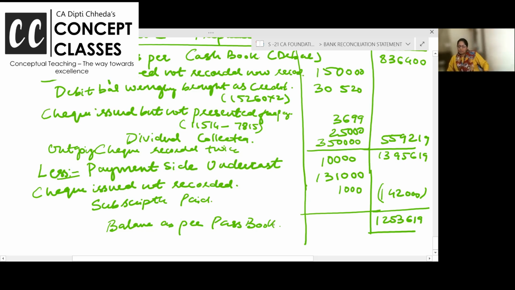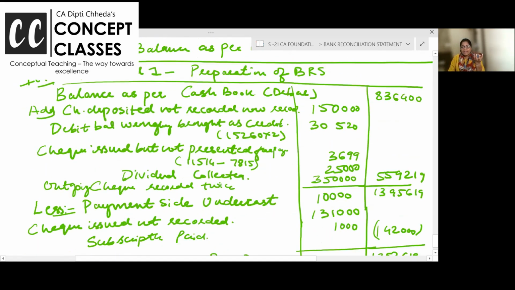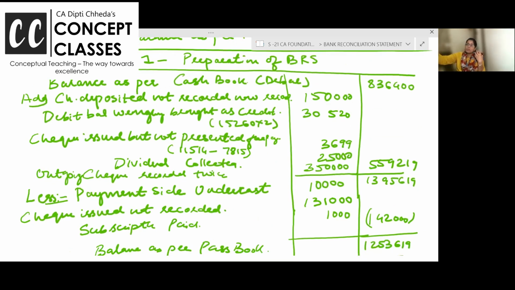Balance as per cash book से शुरू किया. Some mistakes were there in the books and some reasons were timing difference. And then you got the balance as per passbook. So now in your books, bank is showing 836. In passbook, it is showing 12 lakhs. In your books, 8 lakhs. The reason of 4 lakhs, now you know. Okay, these are the reasons because of which difference is coming.